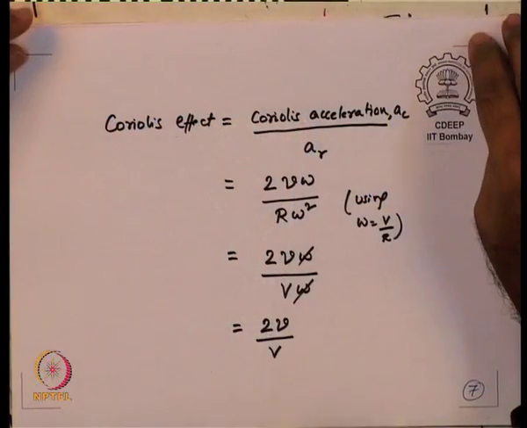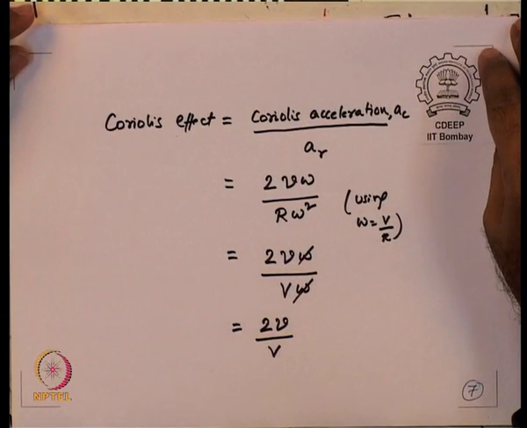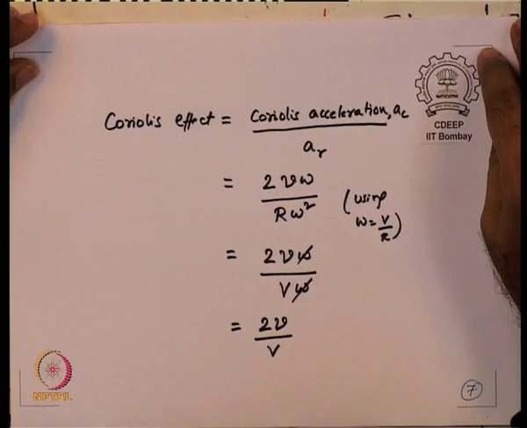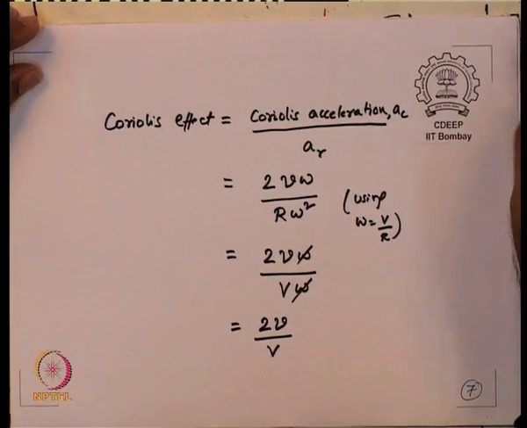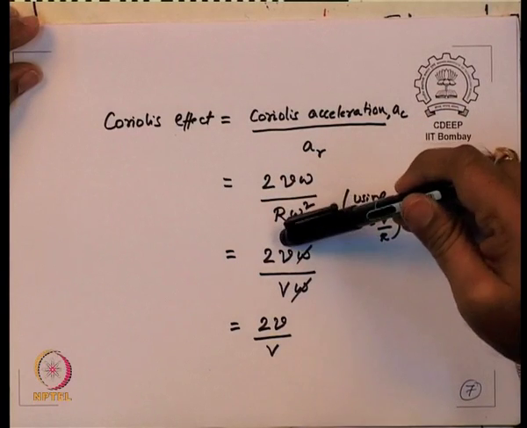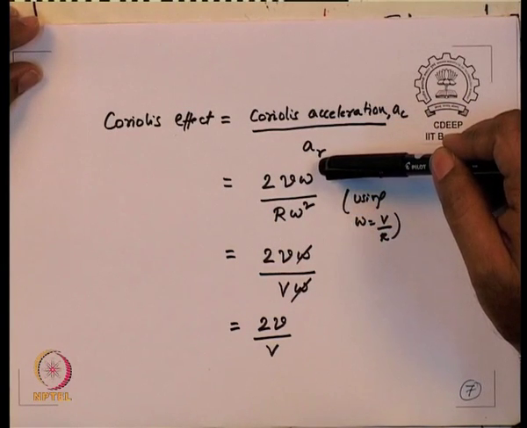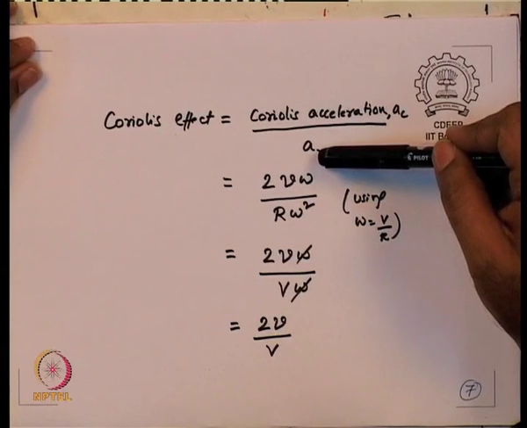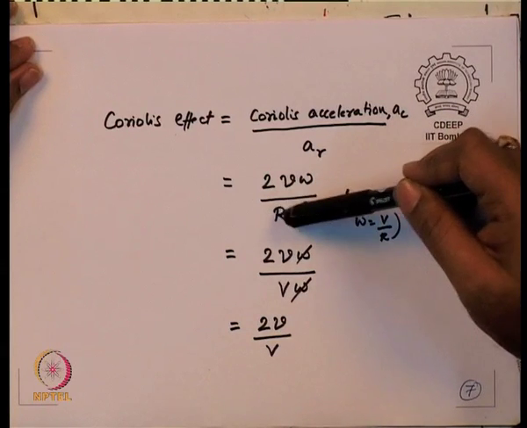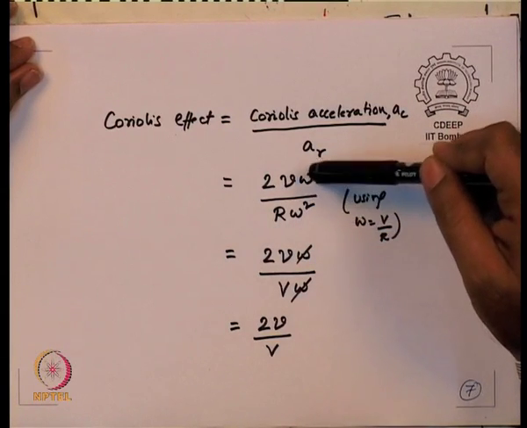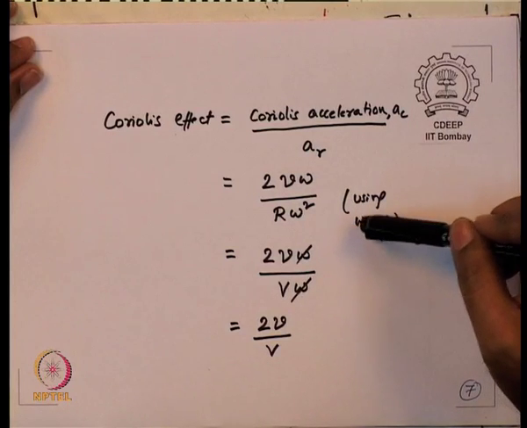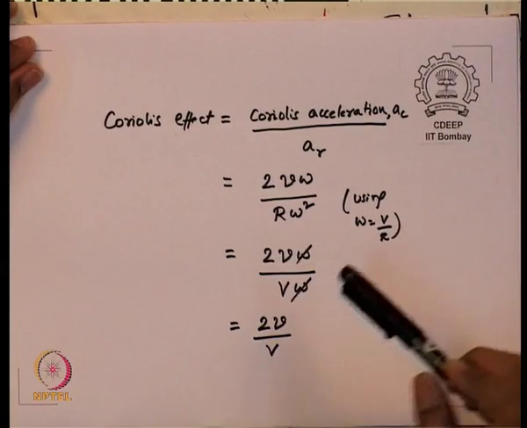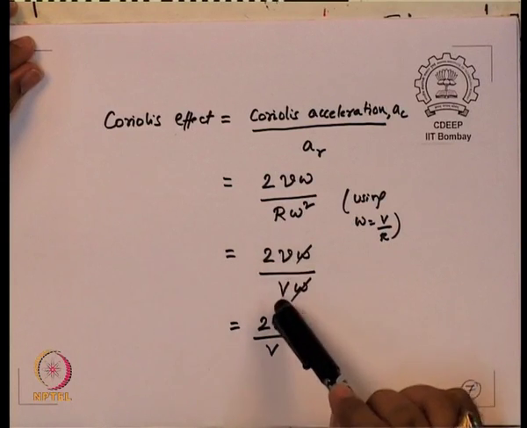Then we have the Coriolis effect, which is defined as the ratio of Coriolis acceleration to the radial acceleration, that is AC by AR. AC is nothing but 2v omega. By AR, like we have discussed, R can be the effective radius, so it is RE omega square. By simplifying using v omega equal to V by R or V by RE, we can write that the Coriolis effect is nothing but 2v by V.